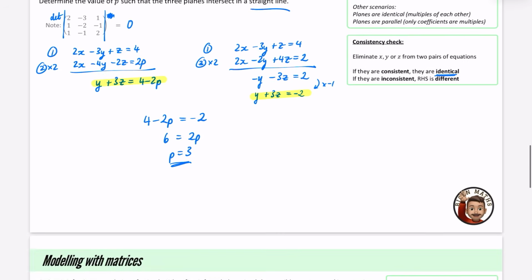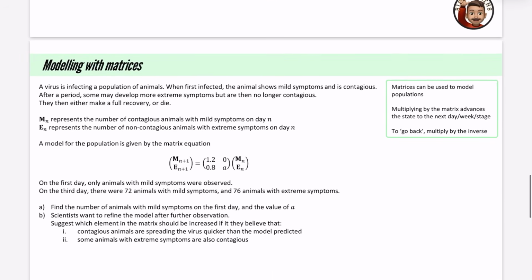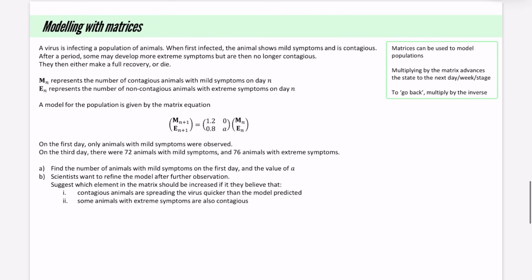Okay, we're doing pretty good. We've got one last question to have a look at here, which is the dastardly population modelling that we've got with matrices. The only thing I've really written here is that matrices can be used to model populations.